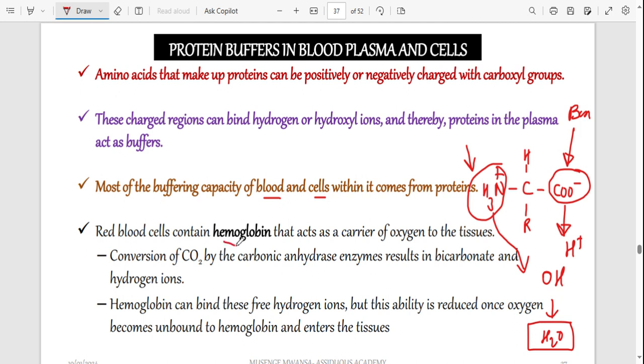Red blood cells have got hemoglobin. Hemoglobin carries hydrogens and oxygens. So what happens is that carbon dioxide can be converted by carbonic anhydrase to bicarbonate and hydrogen, as we saw. Carbon dioxide reacting with water first forms carbonic acid, and then carbonic acid can form bicarbonate and hydrogen ions. These hydrogen ions can be transported by hemoglobin. The bicarbonate can go on and act as a buffer for the carbonic acid bicarbonate buffer. So this is how proteins will be able to act as buffers.